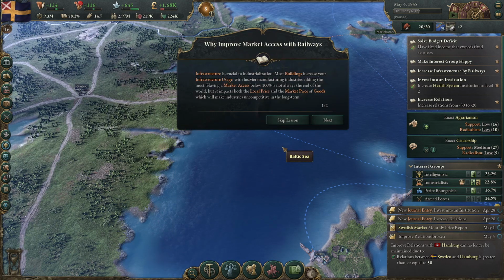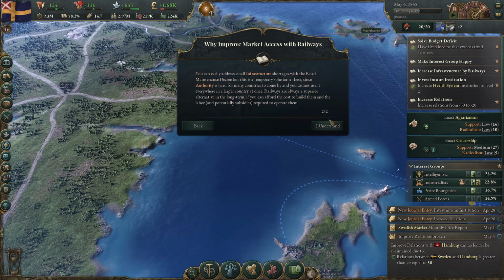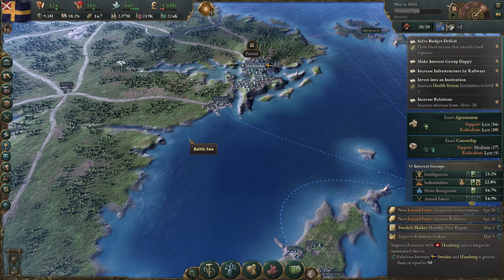Infrastructure is crucial for the industrialization. Many buildings increase your infrastructure usage. The heavy manufacturing industry is adding most. Having a market access below 100% is not always the end of the world, but it impacts your local price. You can address small infrastructure shortages with road maintenance decrees, but the temporary solution is best for the hard mainly countries to come by. You cannot use it.